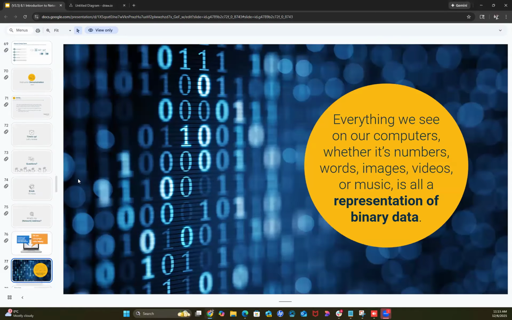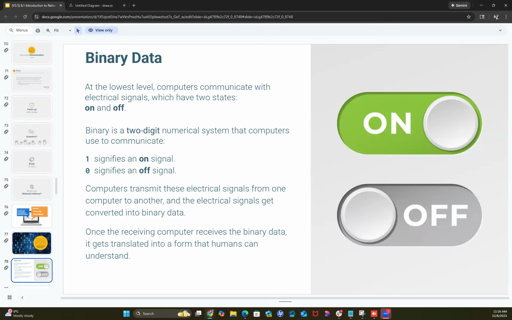So what is the binary? Everything we see on our computer, whether it's a number, word, image, video, or music, is all a representation of binary data. Everything is binary, 0, 1, 0, 1. Binary at the lowest level, computers communicate with electrical signals, 1 and 0. So this is called binary, 1 and 0, on and off. The electrical signal has two states, one is on and another is off, nothing else.